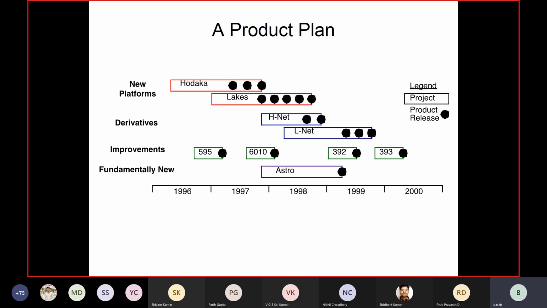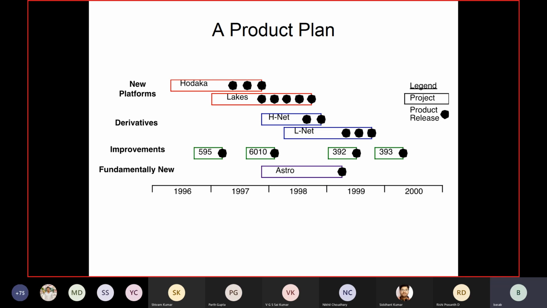People who have purchased them expect a life of at least 10 years before throwing them up. So for them, again, some derivatives, HNet, LNet, certain improvements, 595, 6010, 392 and 393, and the fundamentally new one that they have referred to as the Astro project. So in this way, the product portfolio is basically created initially.